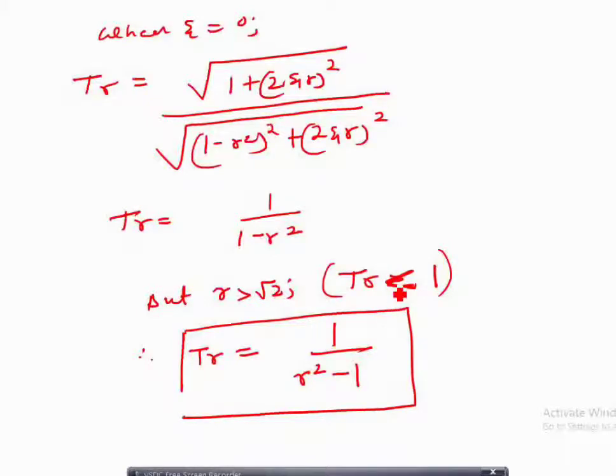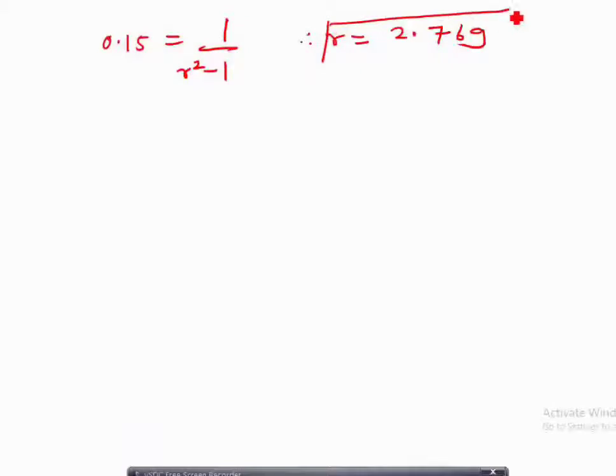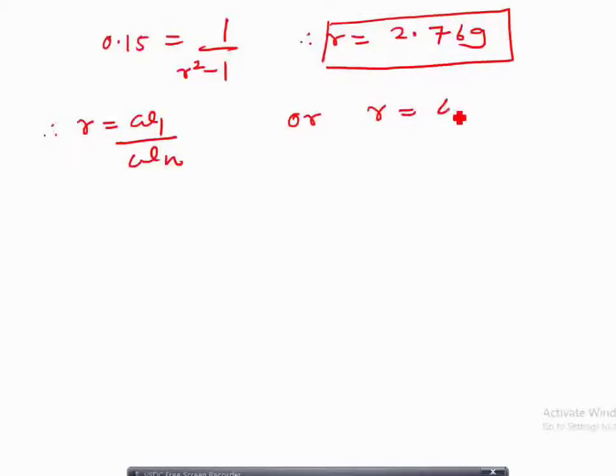So let us first of all find out r. We know that Tr is equal to 0.15 is equal to 1 upon r squared minus 1. Therefore I am getting r is equal to 2.769. Once you get r, you can easily find out omega n. But we have two speeds now: r is equal to omega 1 upon omega n, or r is equal to omega 2 upon omega n.